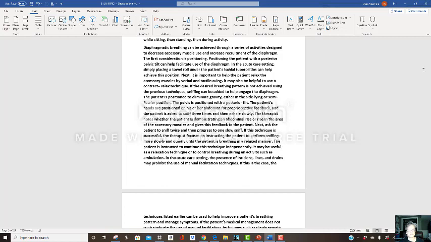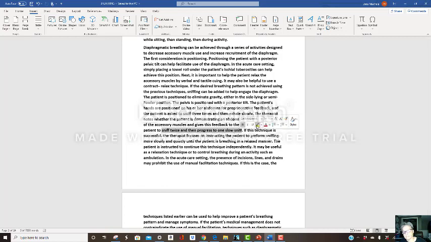The pelvis is positioned with a posterior tilt. The patient's hands are positioned on his or her abdomen for proprioceptive feedback, and the patient is asked to sniff 3 times and then exhale slowly. The therapist notes whether the patient is demonstrating an abdominal rise or rise in the area of the accessory muscles and gives this feedback to the patient.